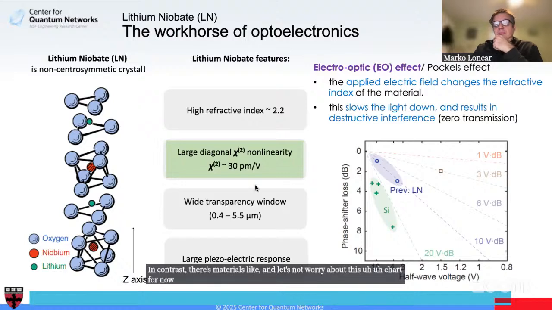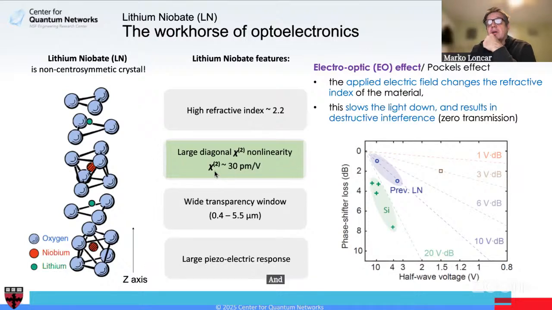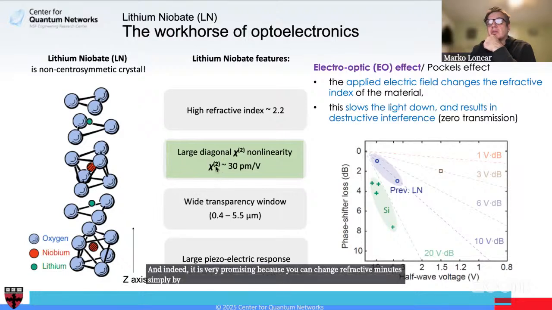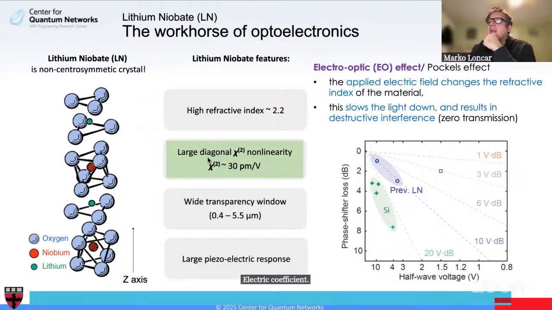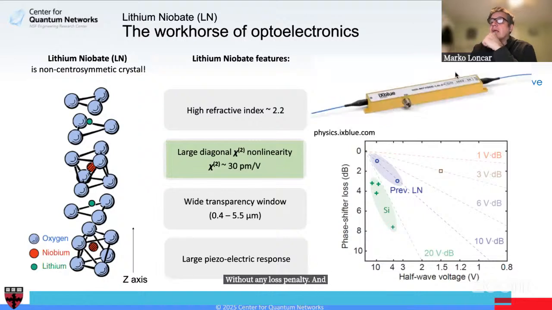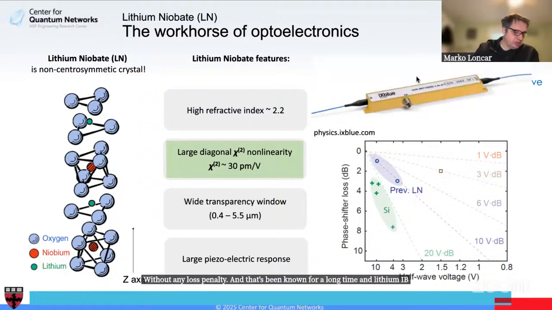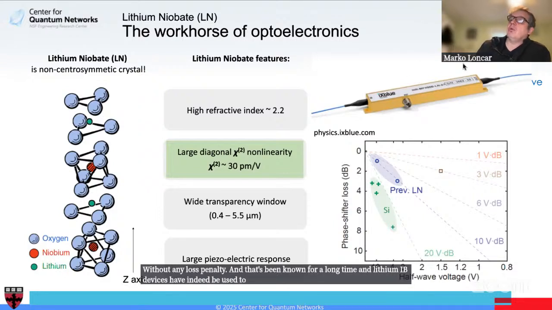that do have an electro-optic effect, like lithium niobate. Some of you mentioned that as a promising material for quantum photonics. And indeed, it is very promising because you can change the refractive index simply by applying this. Actually, it's not Chi2, this is the electro-optic coefficient. My apologies. You can change the refractive index by applying electric fields, without any loss penalty. And that's been known for a long time. Lithium niobate devices have indeed been used to make electro-optic modulators like the one shown here.